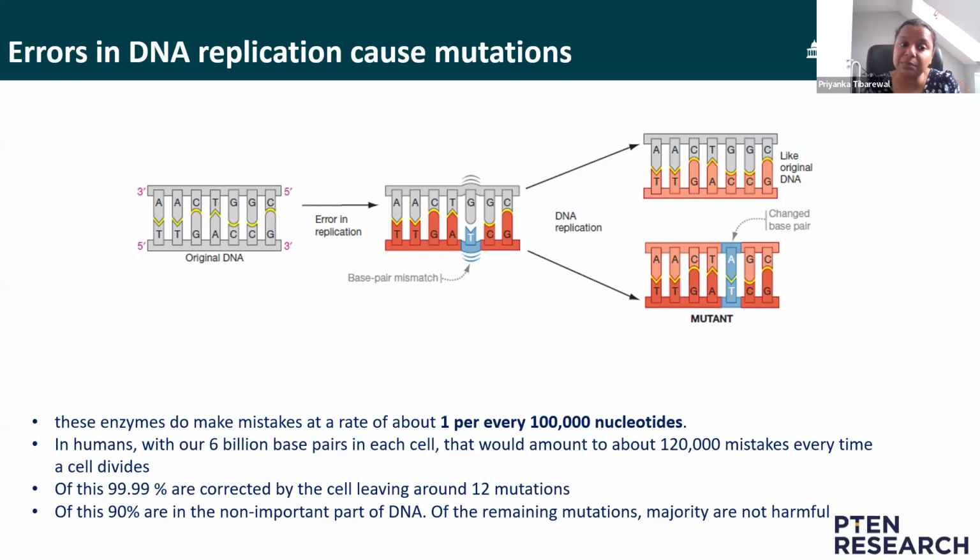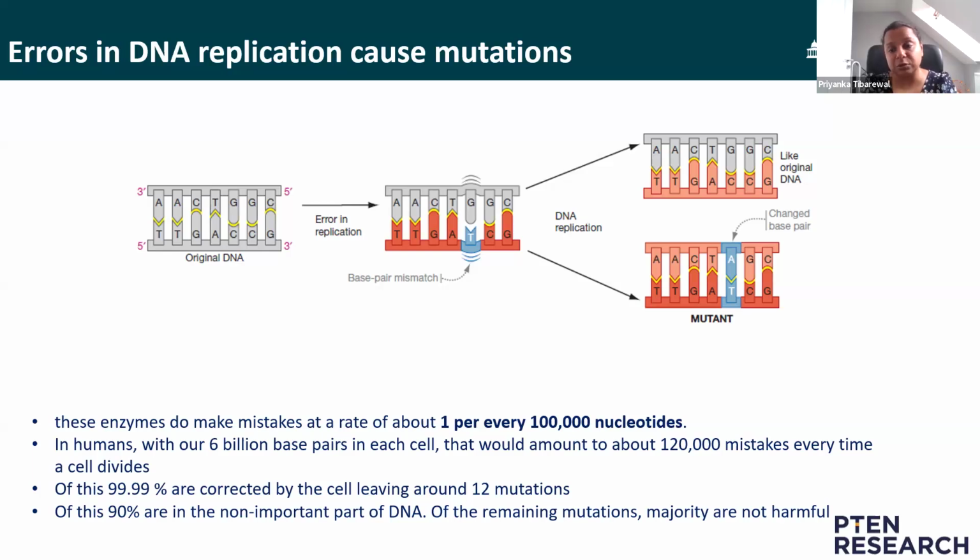Now, sometimes the enzymes or proteins which are involved in duplicating this DNA make mistakes. The mistake rate is about one per every 100,000 letters that they copy. DNA is made of 4 letters, A, T, G, and C, and they have to duplicate these letters. Every 100,000 letters, they make one mistake. That doesn't sound like a lot, but if you think about the amount of DNA we have in our cells, each cell has 6 billion letters. That would amount to about 120,000 mistakes every time a cell divides.